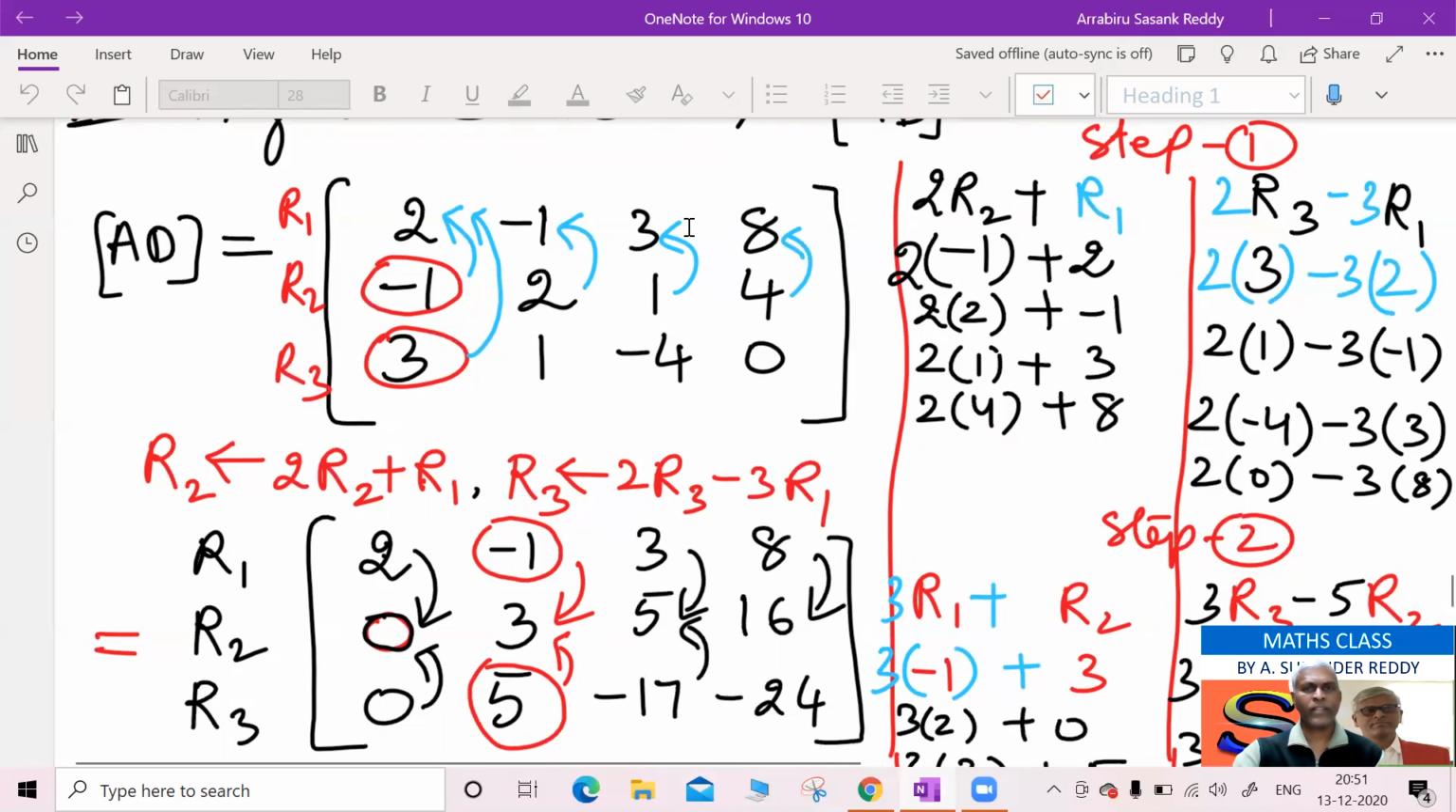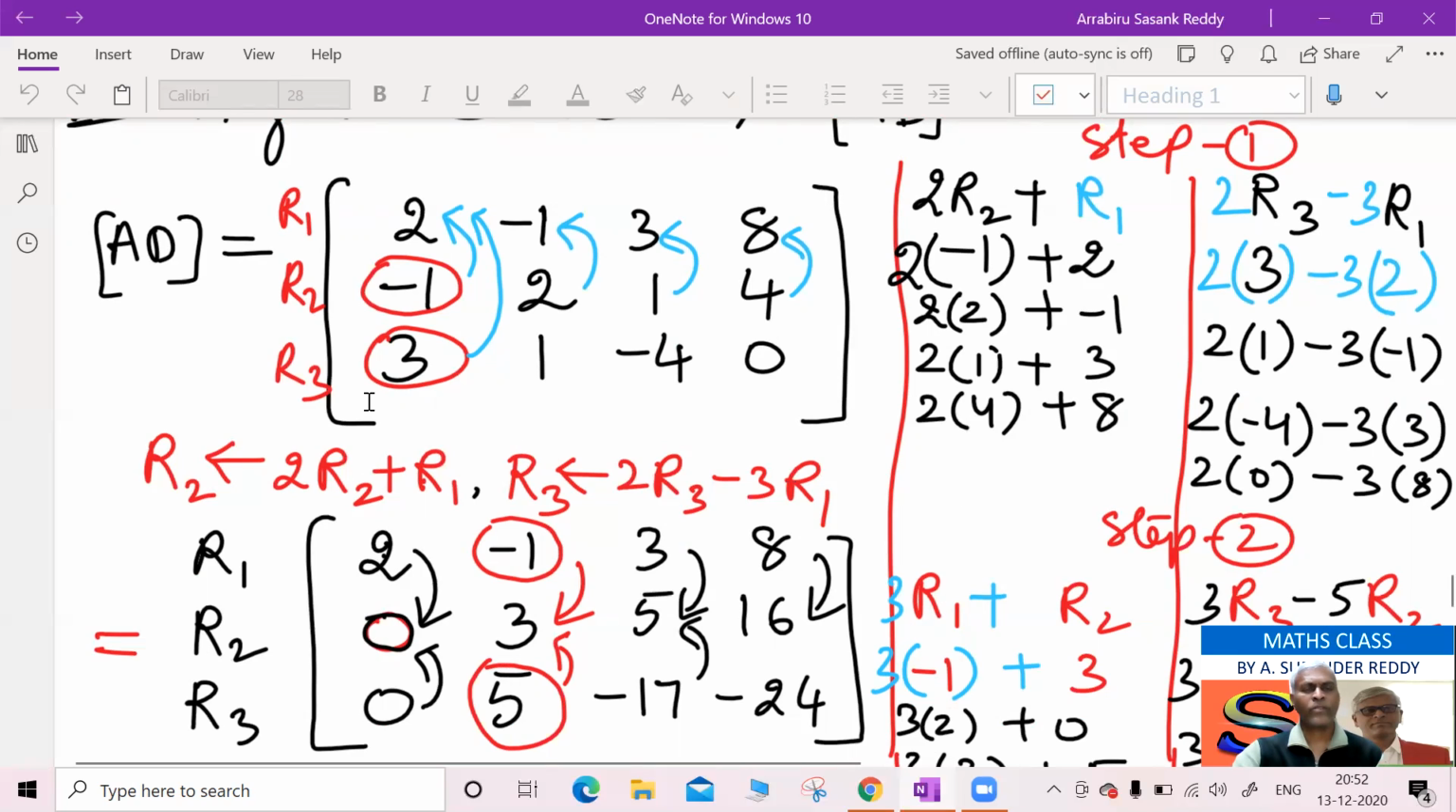And take 1, 3: in place of R2, 1, R1, 3. 2 into 1 plus 3, 5. So 1 becomes 5, the third number. And 4, 8: we have to change 4 also. So in place of R2, write 4, 2 into 4, plus R1, 8. 8 plus 8, 16. 4 becomes 16. So the second row elements change by applying this row transformation to 0, 3, 5, 16.